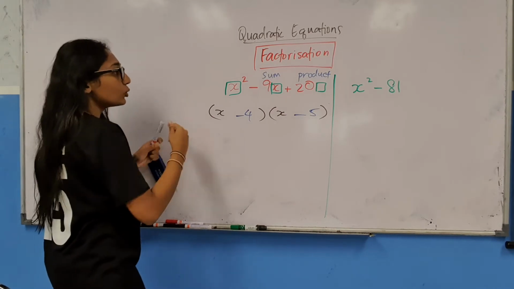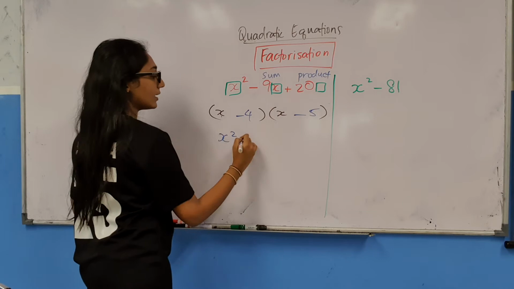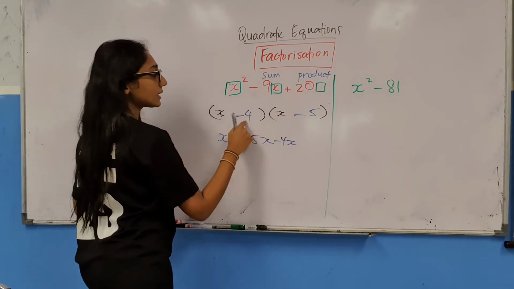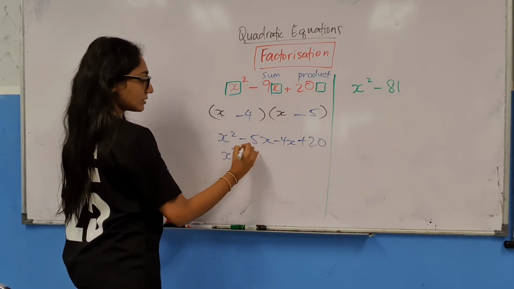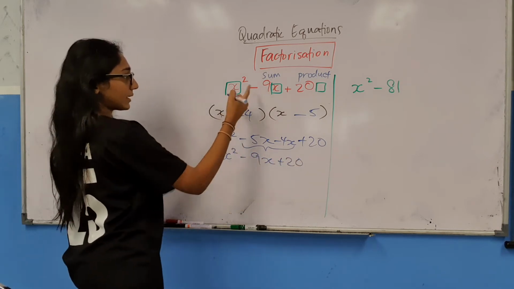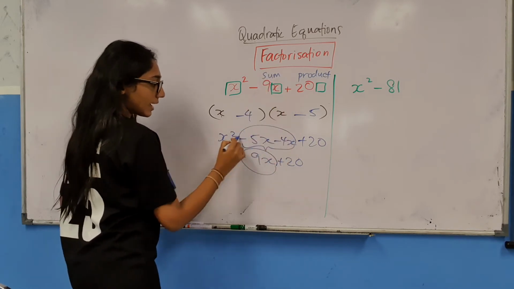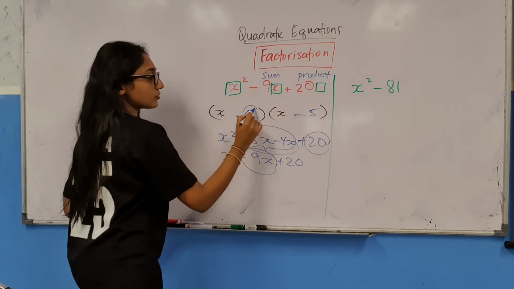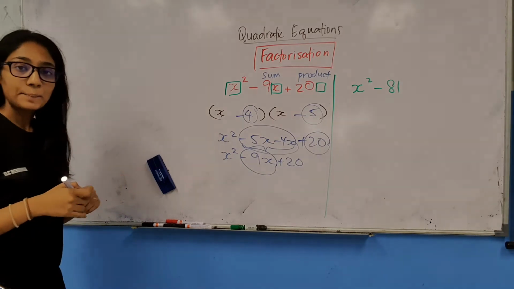And then to check, you expand back. X and x is x squared. X and negative 5 is negative 5x. Negative 4 and x is negative 4x. Negative 4, negative 5, positive 20. And then this I sum it up, negative 9x plus 20. I get back this. That's why this term is sum, because it's a summation here. This 20 is product. Why? Because it's 4 times 5. It's a product of this and this. That's why I use product here.